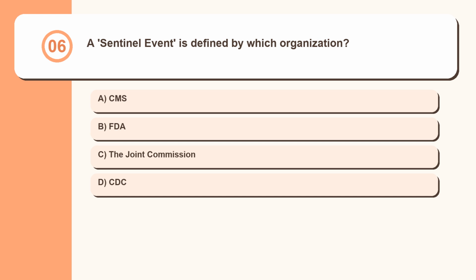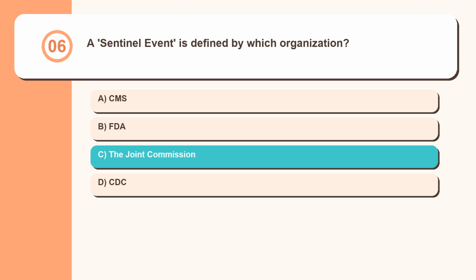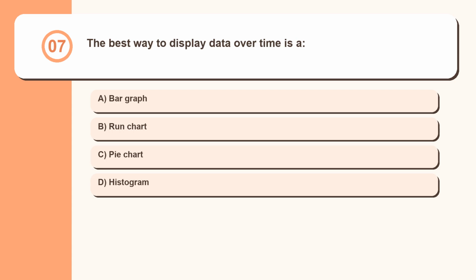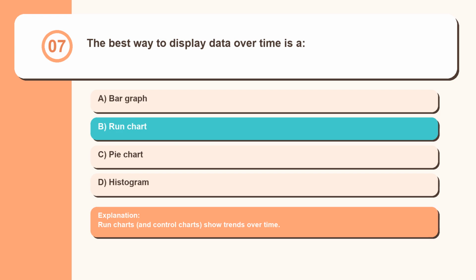Question 6. A sentinel event is defined by which organization? CMS, FDA, the Joint Commission, CDC. The Joint Commission defines and tracks sentinel events. Question 7. The best way to display data over time is a bar graph, run chart, pie chart, histogram. Run charts and control charts show trends over time.